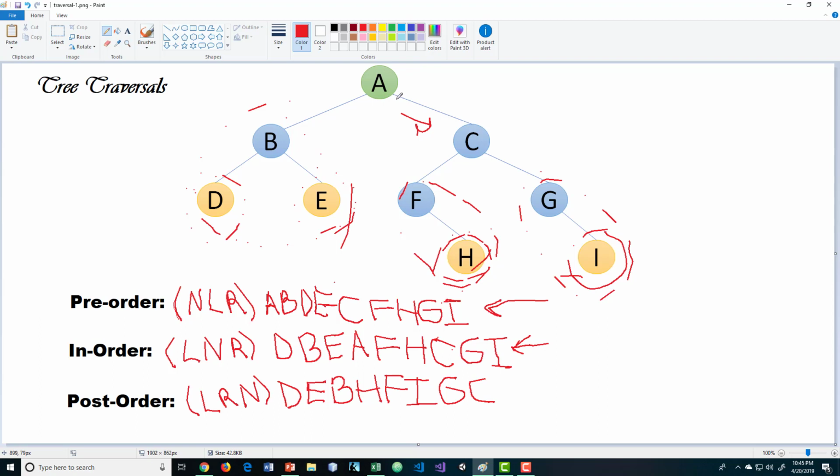Hey A, here's the part you've all been waiting for anxiously with your popcorn. A, did you visit your left side? Sure did. What about your right side? Sure did. Finally, now I can visit myself. And that, my friends, if it'll let me draw it, there we go, is the Postorder Traversal with my wonderful third grade handwriting.